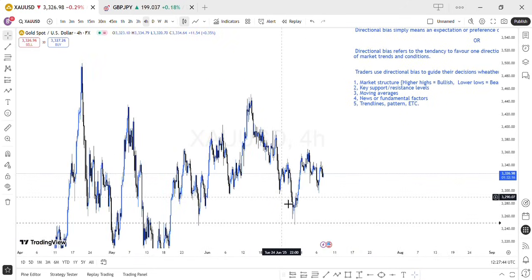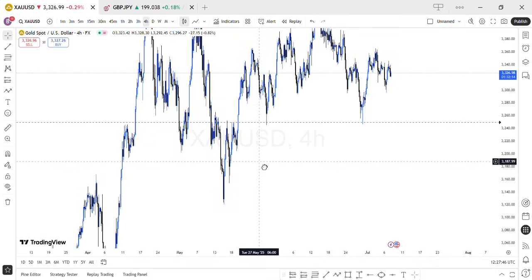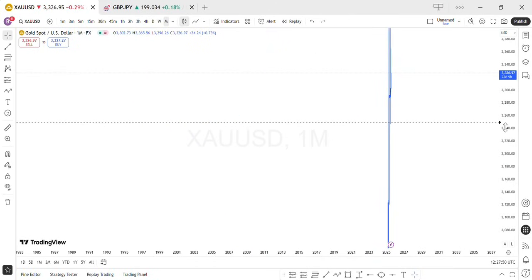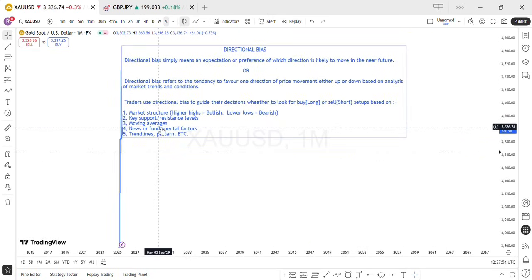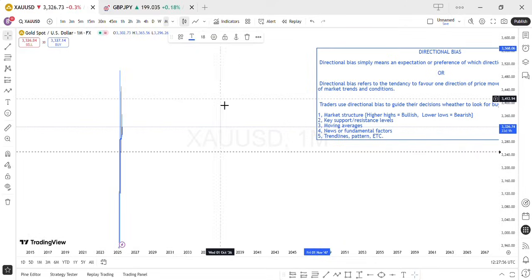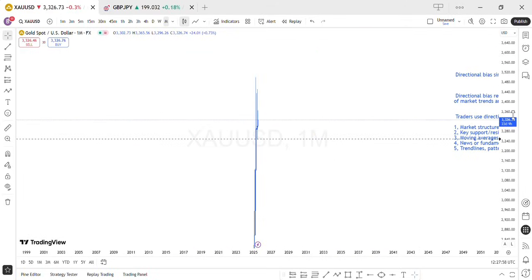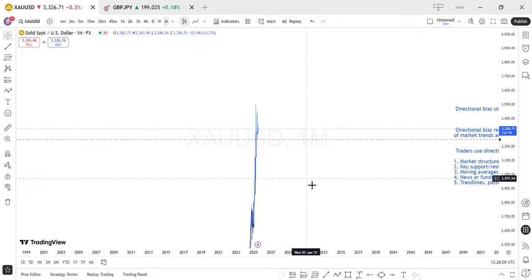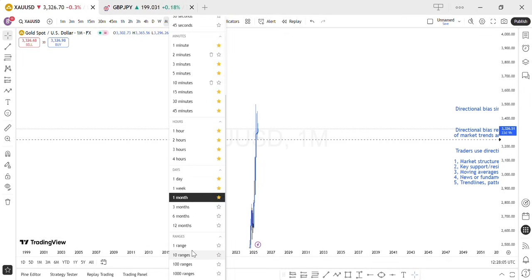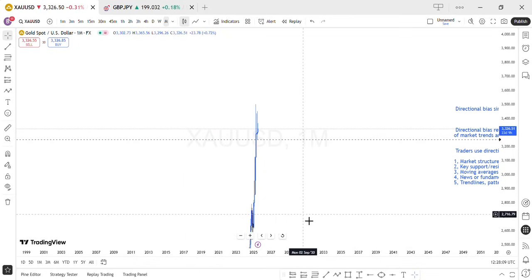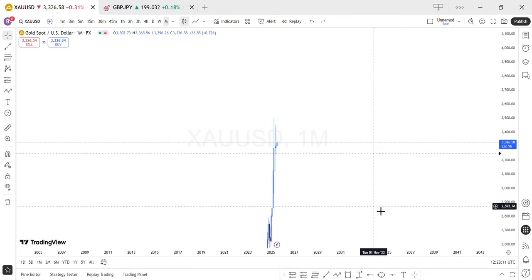So now, directional bias. I start by using the monthly time frame. I just want to see the high. If the high is not on the monthly, what will I do? I will go back over here and look for the high on 12 months, 6 months, 3 months. I just want to see the top high of the chart.